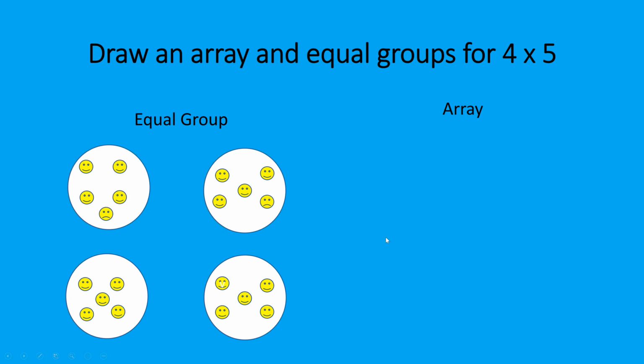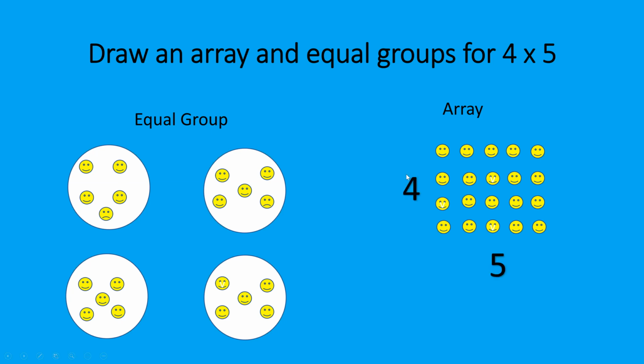But next is an array. I have 1, 2, 3, 4. So I'm going to have 4 rows. And in each row, I will have 5 smiley faces. So I have 1, 2, 3, 4 rows, 1, 2, 3, 4, 5 columns. So I have 4 and 5.